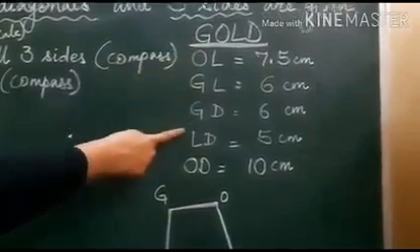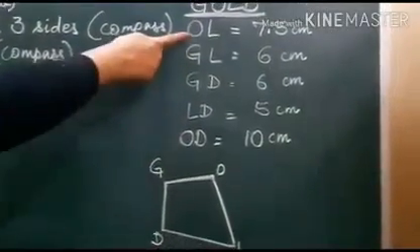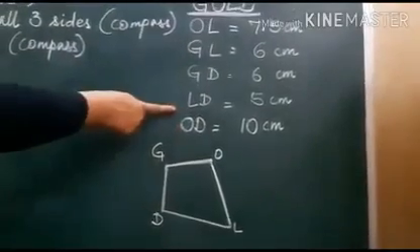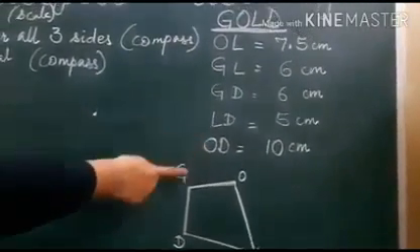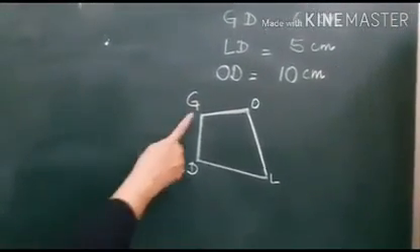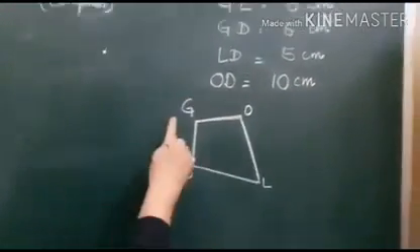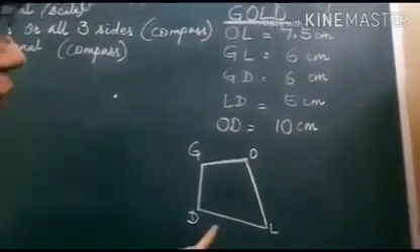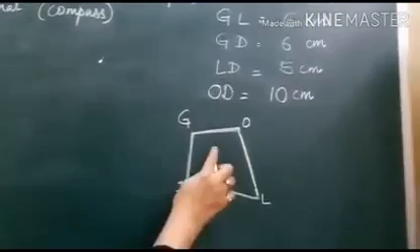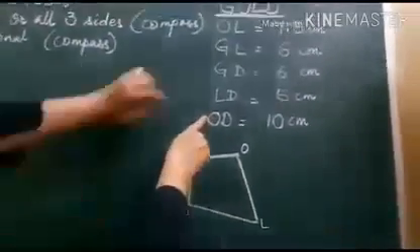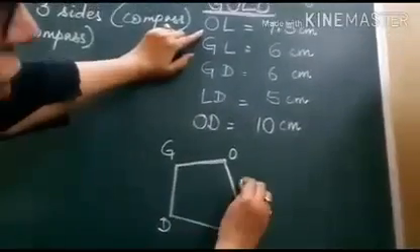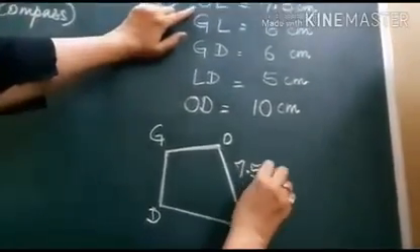Here five measurements are given: OL, GL, GD, LD, OD. But we don't know which two are the diagonals. So first let's make a rough sketch of the quadrilateral. Write the name in cyclic order, GOLD. Now let's write what is given to us. First one is OL, which is 7.5 centimeters.